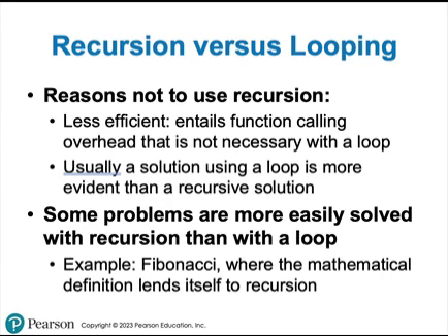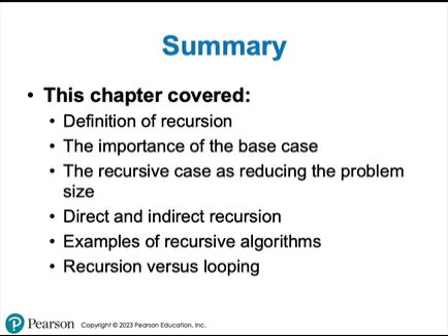The factorial one is an interesting example, but it's probably more efficient and just as easy to understand if we did that with a loop. You just need to take that into consideration versus how much easier it makes it to solve the problem and write the code. So that finishes up the chapter on recursion, and here's a list of some of the things that we covered in this chapter.